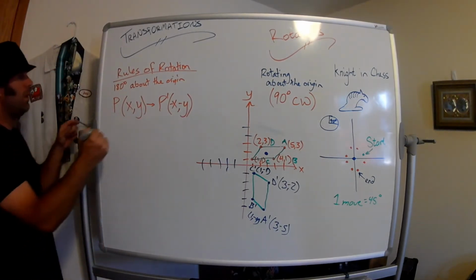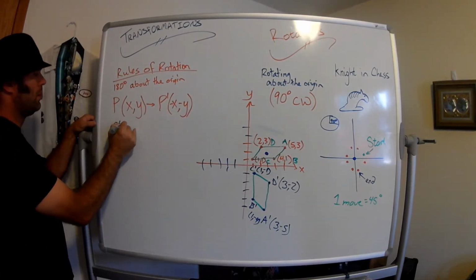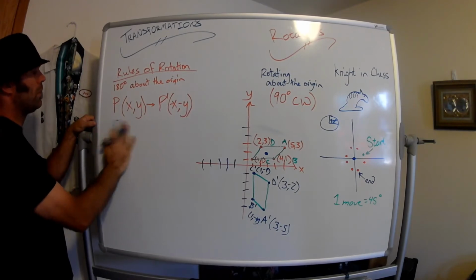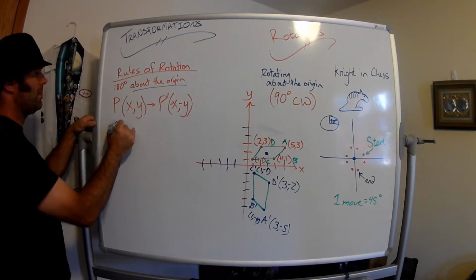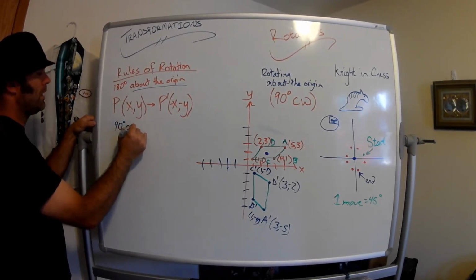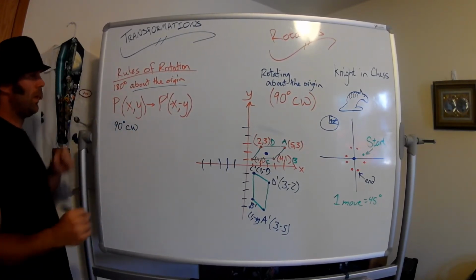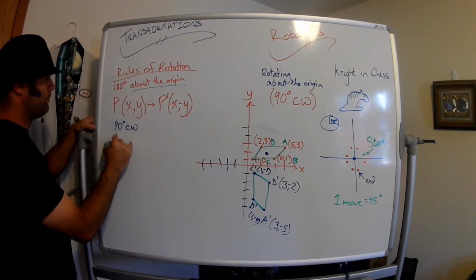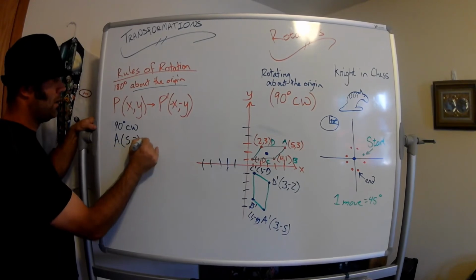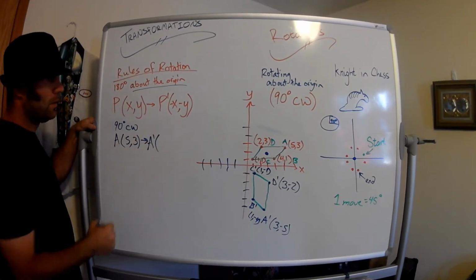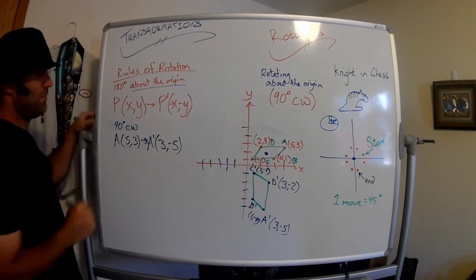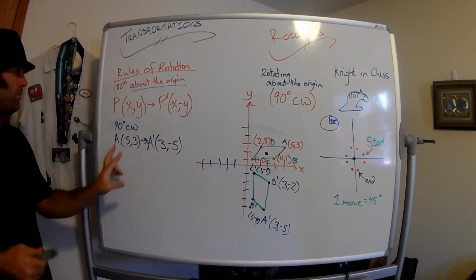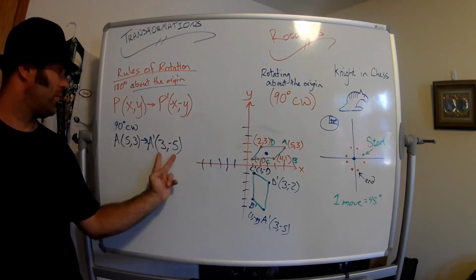because we would like to know about the origin. We're going to just say everything's about the origin. 90 degrees, and we're going clockwise. So A went from 5, 3 to A prime, 3, negative 5. So they swapped positions.